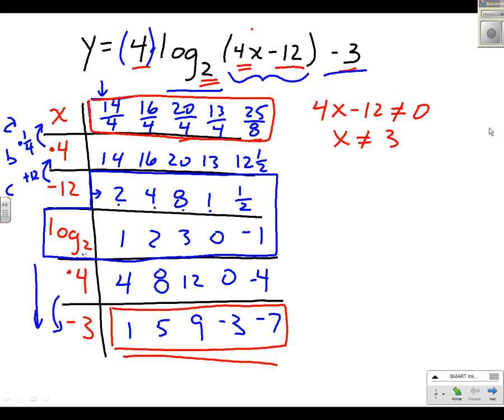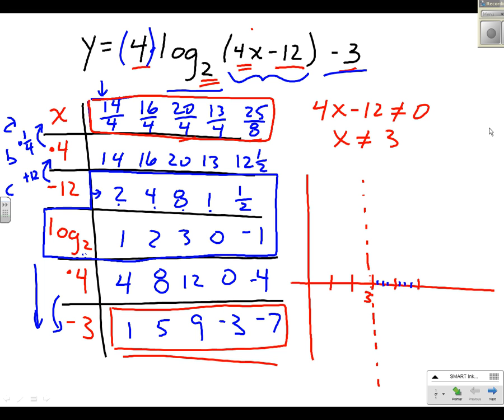So I think I'm going to do something along this line. So here's 1, 2, 3, 4, 5. X cannot be 3. And then it seems like there's some advantage in counting by fourths if you look up the x value.